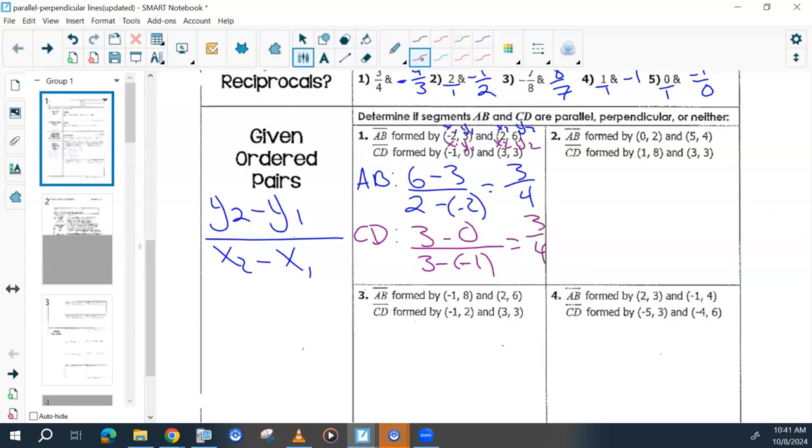So if we have the same slope, then those are going to be parallel. So parallel lines have the same slope. So I'm going to draw the symbol for the parallel, the two vertical lines. So anytime we have the same slope, those are going to be parallel. Questions on that?